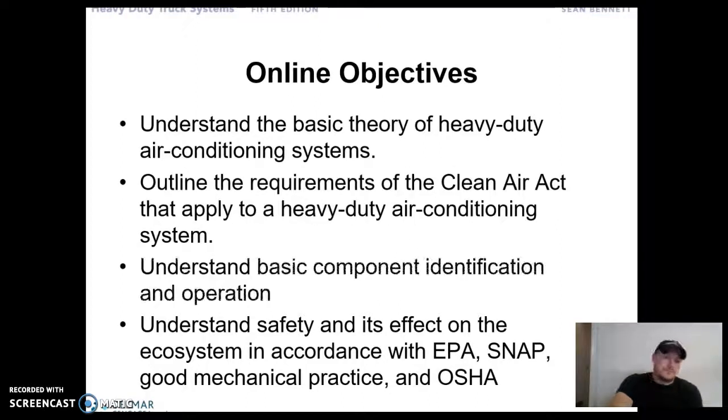Alright. So the online objectives for this course, basically by the end of it, we're going to hopefully be able to understand the basic theory of heavy-duty air conditioning systems, outline the requirements of the Clean Air Act that apply to heavy-duty air conditioning systems, understand basic component identification and operation, and understand the safety and its effect on the ecosystem in accordance with the EPA, the SNAP program, just regular good mechanical practice, and of course, OSHA.